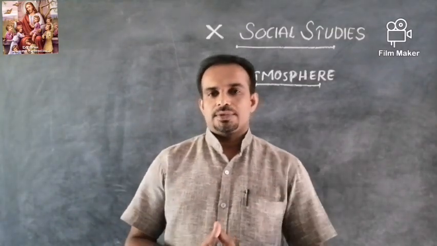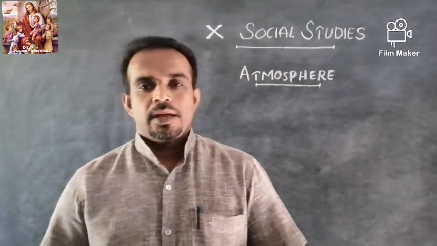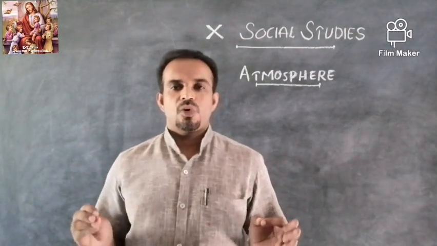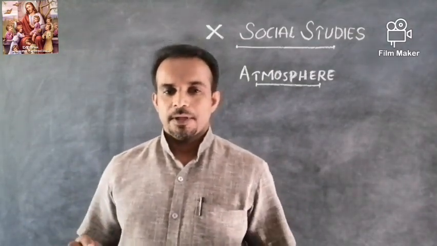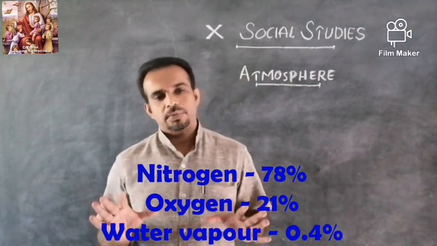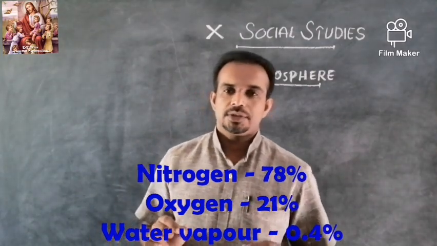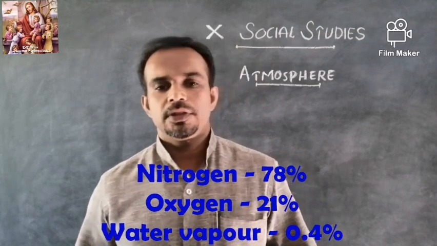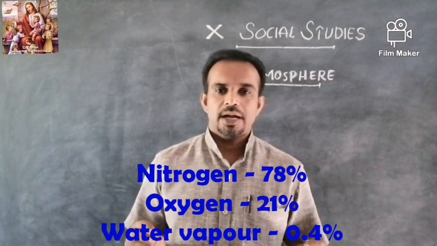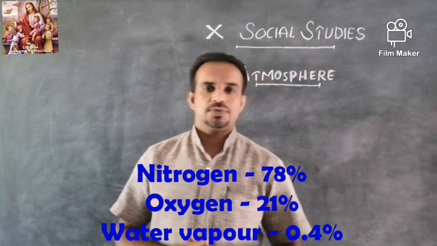So a lot of gases are part of the atmosphere. And of all the identified gases, the lion's share, around 78% of the atmosphere, is occupied by nitrogen, and 21% is occupied by oxygen, and all other different gases altogether account for just 1%.